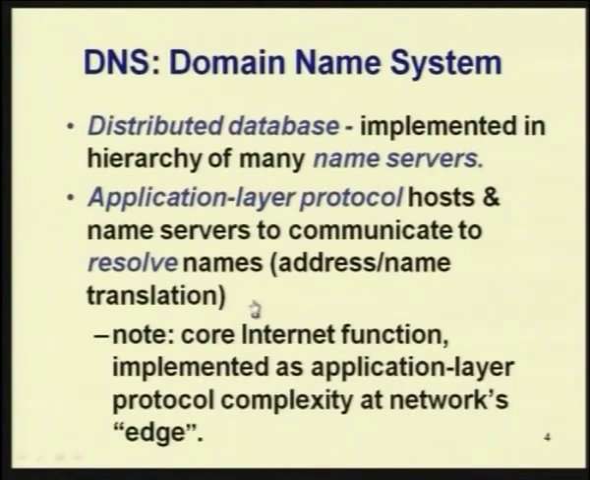Now what we have to understand here is that this is actually a core internet function, because you are identifying a machine by means of its IP address, but it is actually implemented as an application layer protocol. Which means that the complexity is shifted to the network's edge rather than doing something in the core of the internet. So how important is this DNS?